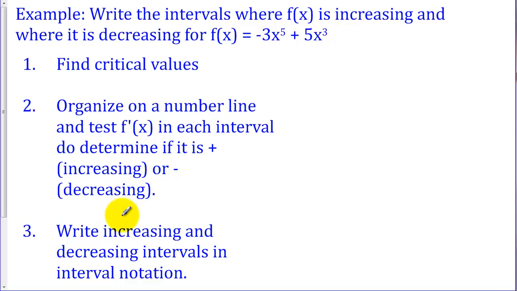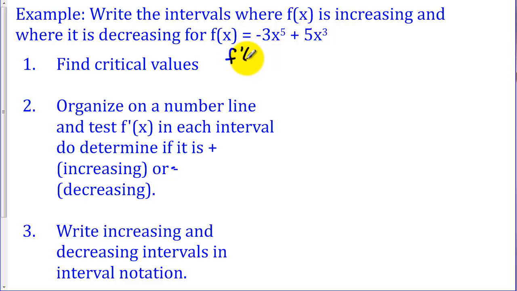And based on that, we can then determine where the derivative is positive, it'll be an increasing interval, and where the derivative is negative, it will be decreasing. So let's go through this example. So to find critical values, we have to look at three things. So the first, we said we want to find where f prime of x equals 0.